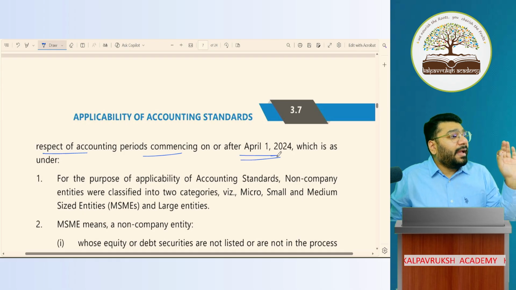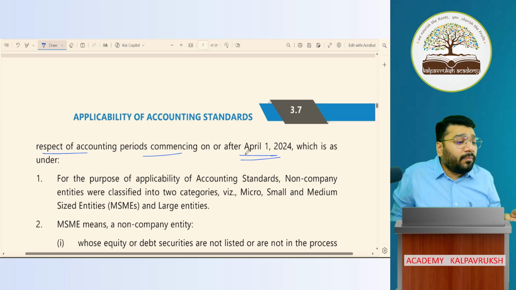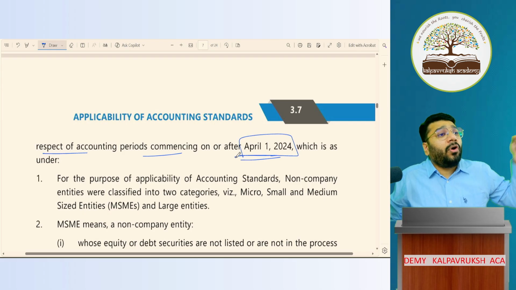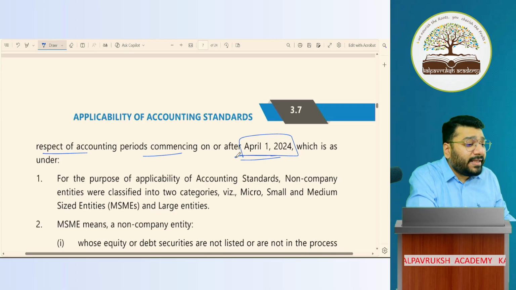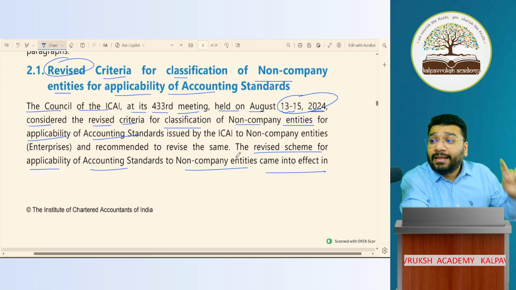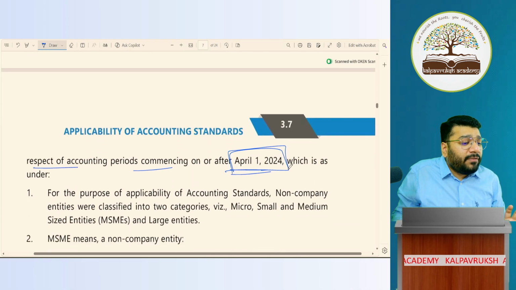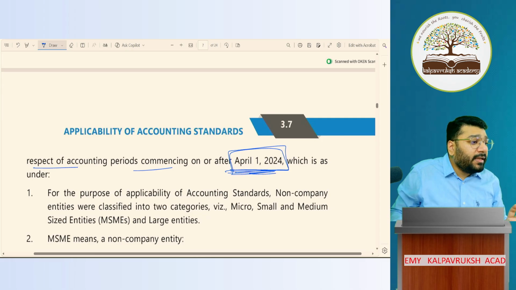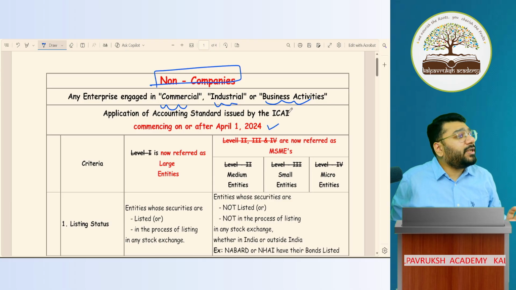So any enterprise, which enterprise? Non-corporate enterprise, who is commencing their accounting period from 1 April 24, they have to follow the guidelines given in the revised criteria, the revised criteria that has been set for applicability, right? That has to be followed with effect from 1 April 24. Mark this date as very, very important. Even in my notes, I have mentioned that date. It's very important.